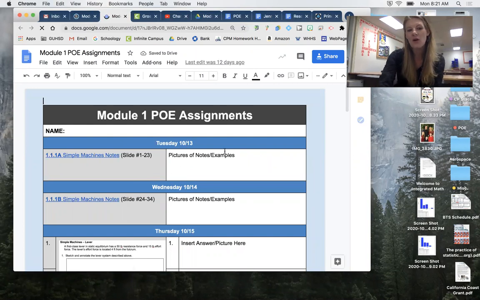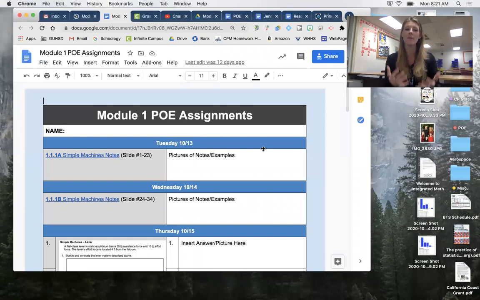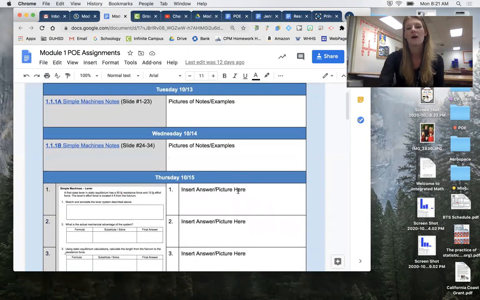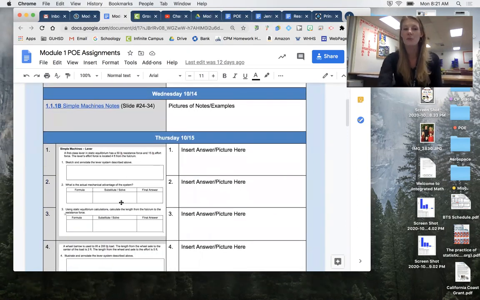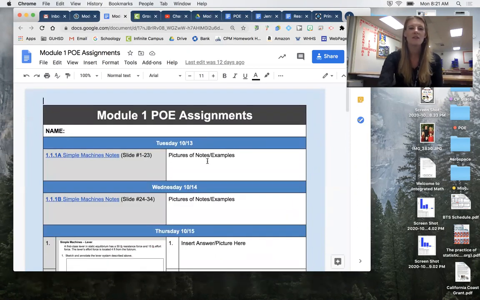Today, it looks like all you have is to take notes. So you're going to take a picture of your notes and examples that you do from the PowerPoint. Okay, so that's the first thing I always do, is I open it up. I'm going to see what's expected of me, whereas on Thursday, you guys are going to actually be working on some problems as well. So this gives you an idea of where you're going. So today, we're just going to take notes, probably on a piece of paper.